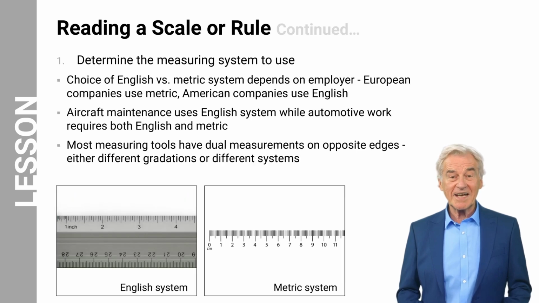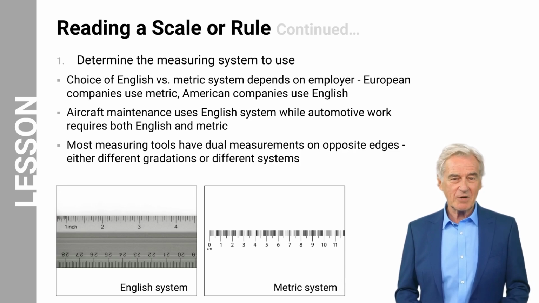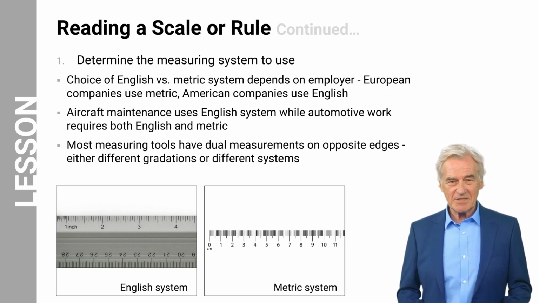First, you must decide whether you will measure an object using the English system, inches, feet, or the metric system, centimeters, meters. Your choice of measuring system will depend on your type of work. For example, if you work at BMW, a European organization, you will need to understand and measure using the metric system. If you work at General Electric, an American-based company, you will need to understand and measure using the English system. If you are an aircraft maintenance technician, the measurements you take will be in the English system.